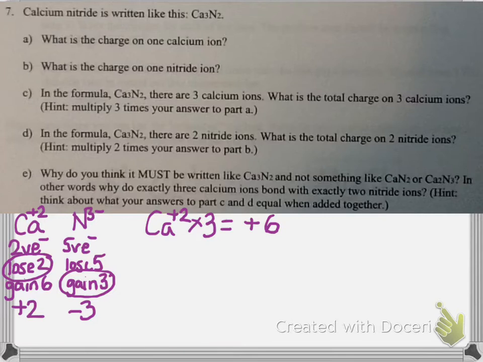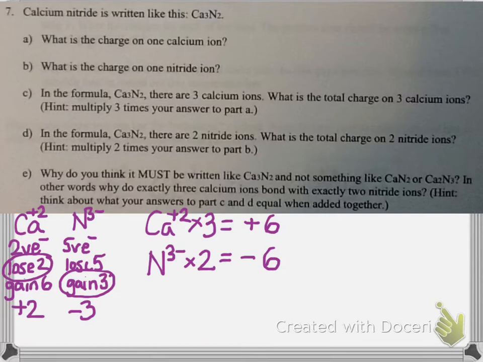In the formula Ca3N2, there are 2 nitride ions. What is the total charge on 2 nitride? So I have N with a -3, and I'm going to have 2 of those, which gives me a total charge of -6. Letter E.